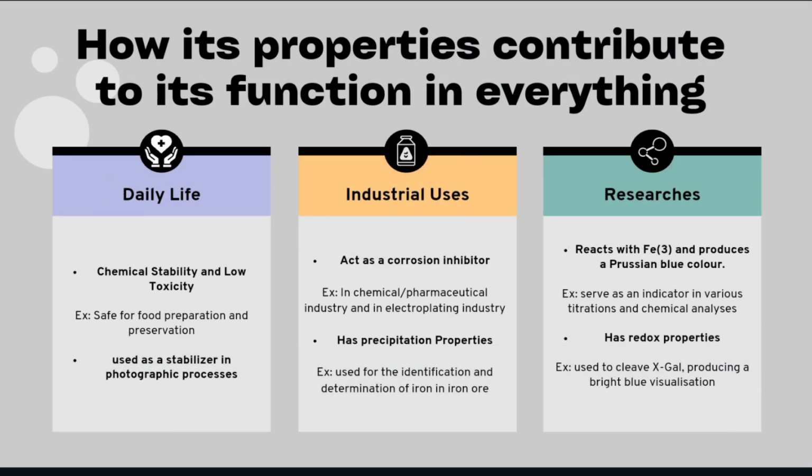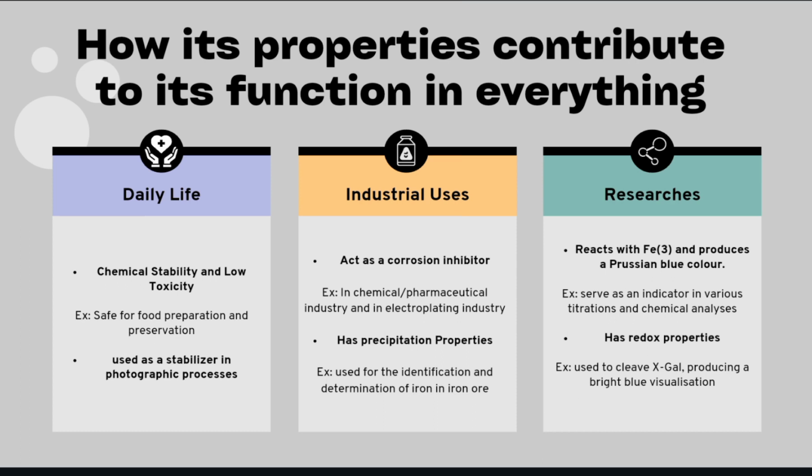Okay, as for the last fundamental point, which is how its properties contribute to its function in many fields and uses. Primarily, in daily life, it is chemically stable and has a low level of toxicity. So with this, it is safe to be used for food preparation and preservation. Other than as an anti-caking agent, it can be used to produce wine by removing the heavy metals in it, and it is also used to preserve fruits by fermentation.